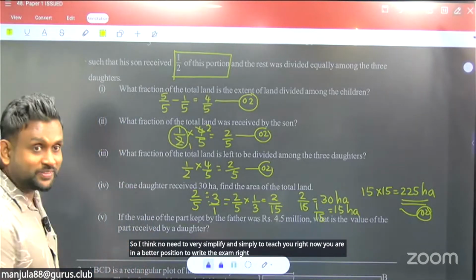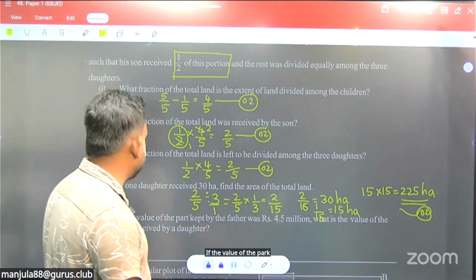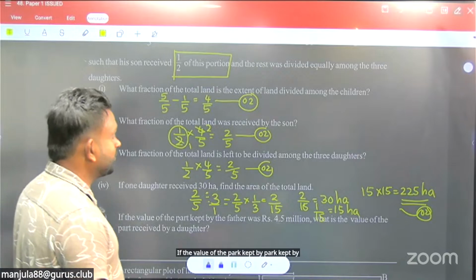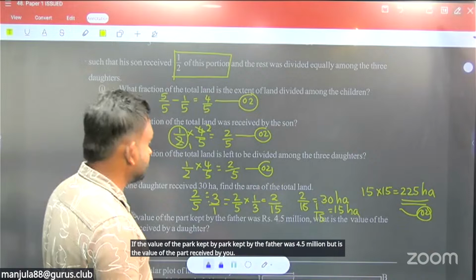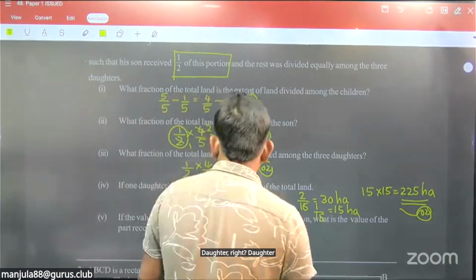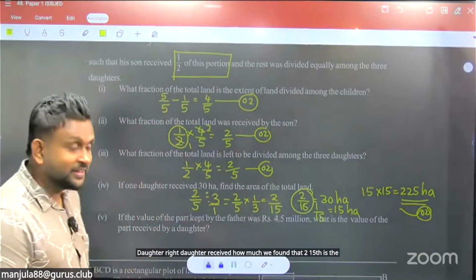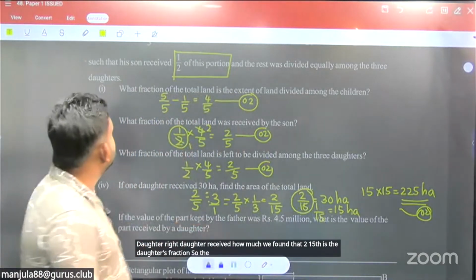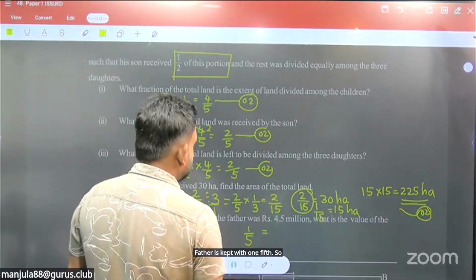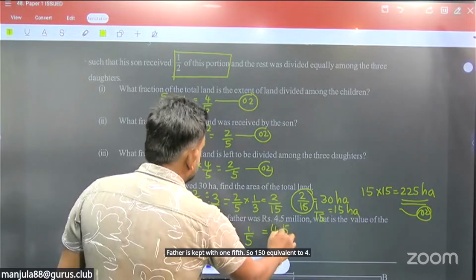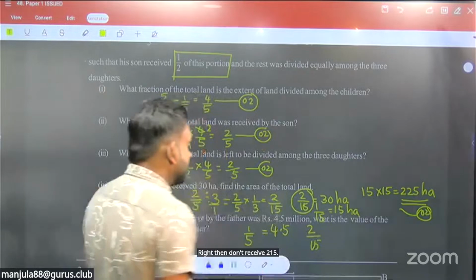If the value of the part kept by the father was 4.5 million, what is the value of the part received by a daughter? Right, the daughter received how much? We found that 2/15 is the daughter's fraction. So what is the father's fraction? The father kept 1/5. So 1/5 is equivalent to 4.5 million. Then the daughter received 2/15.